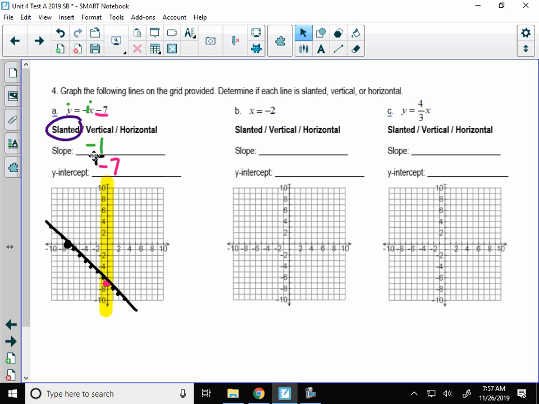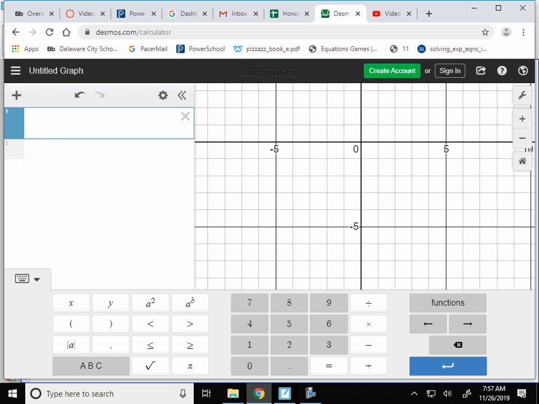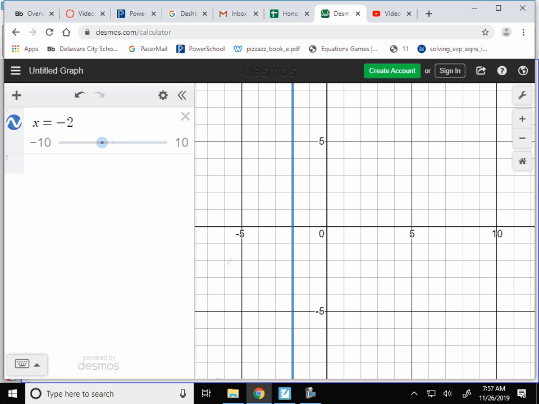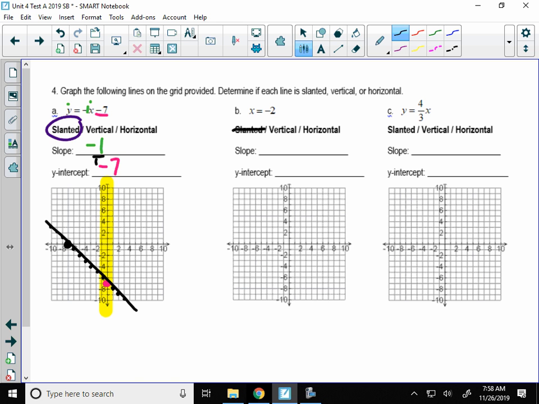All right, hopefully you finished part A. Part B, x equals negative 2. There's only 1 letter here, so it's not slanted. It's either vertical or horizontal. If you're not sure, go back to Desmos and graph x equals negative 2. Here's our graph. When I look at that, that has an x-intercept of negative 2, and it's a vertical line. So you can circle vertical.